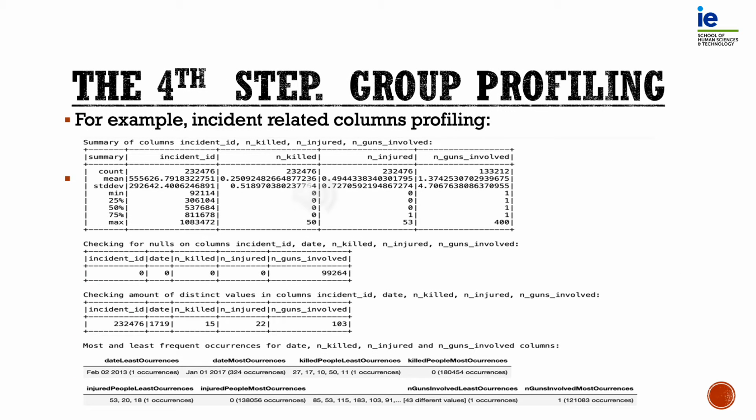On the next step, I have to make basic group profiling by categories to get some ideas for processing our data. For example, incident-related columns profiling. The number of entities is 232,476 rows. Making this data profiling for 3 more categories, I've concluded that our principal data source has a lot of gaps in the fields that we are interested in for the analytics. So, knowing our data better, we are ready to answer our analytical questions.